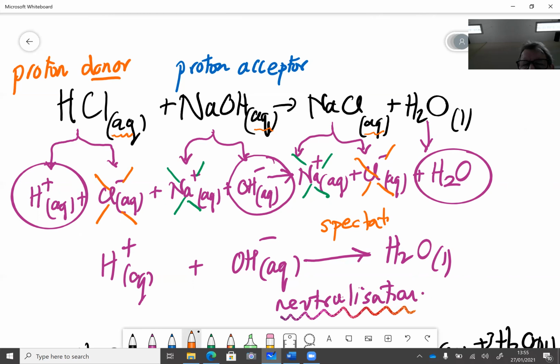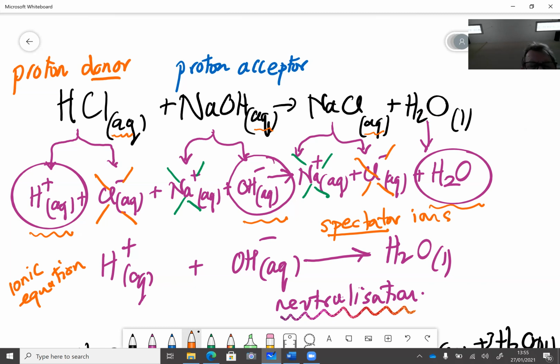spectator ions. Like at a football match, spectator, watching, not doing anything. The 2 chlorides here, not doing anything. Na plus, not doing anything. Spectator ions. We then just write out with the bits which are left, H plus, OH minus, H2O. Here is the equation. So this is what we call the ionic equation.